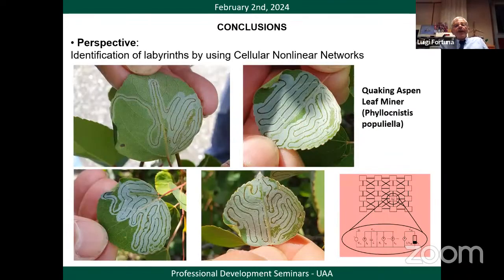Now it is a brief flash. When we were in Anchorage, we discovered this leaf and the phenomenon of a parasite of this leaf. It is a labyrinth. The labyrinth is for us a classical example that we have in information science. And the labyrinth identification has been done by Professor Chua by using nonlinear cellular networks.